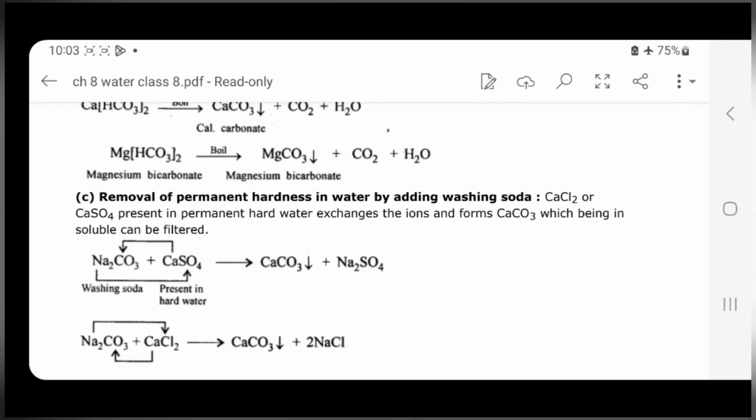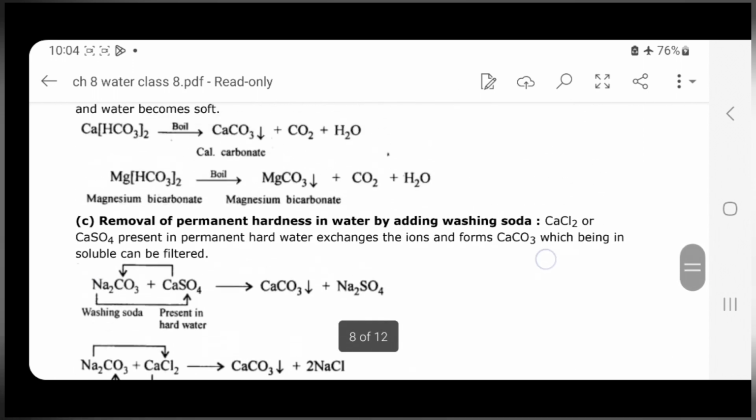Next one is removal of permanent hardness in water by adding washing soda. Washing soda, as I told you, is sodium carbonate. When sodium carbonate is added to water which contains calcium chloride or calcium sulfate, it forms calcium carbonate and sodium sulfate, same as sodium chloride and calcium carbonate. Calcium carbonate forms an insoluble precipitate which can be separated out by the filtration method, and soft water is obtained in a separate container.